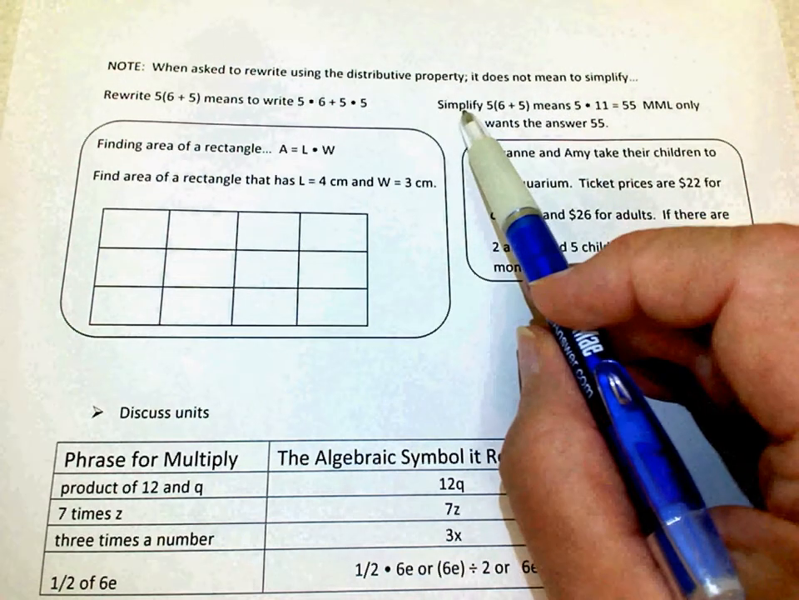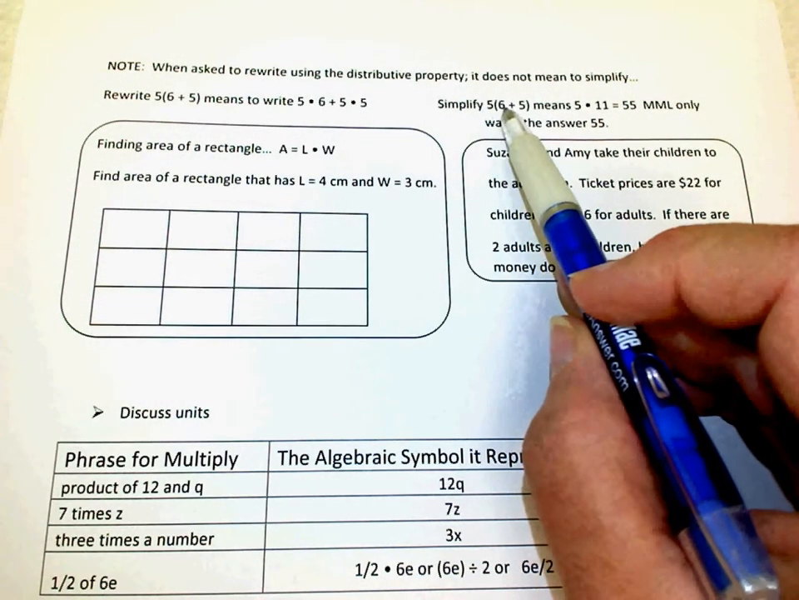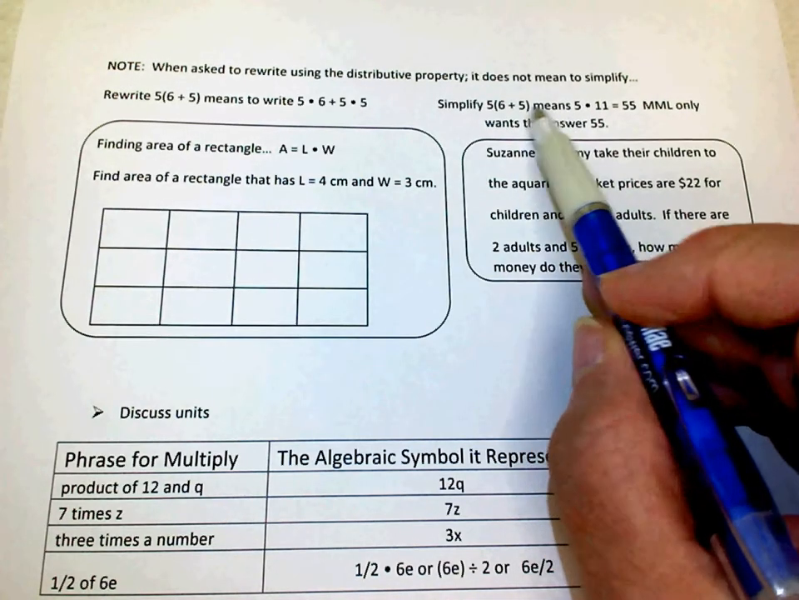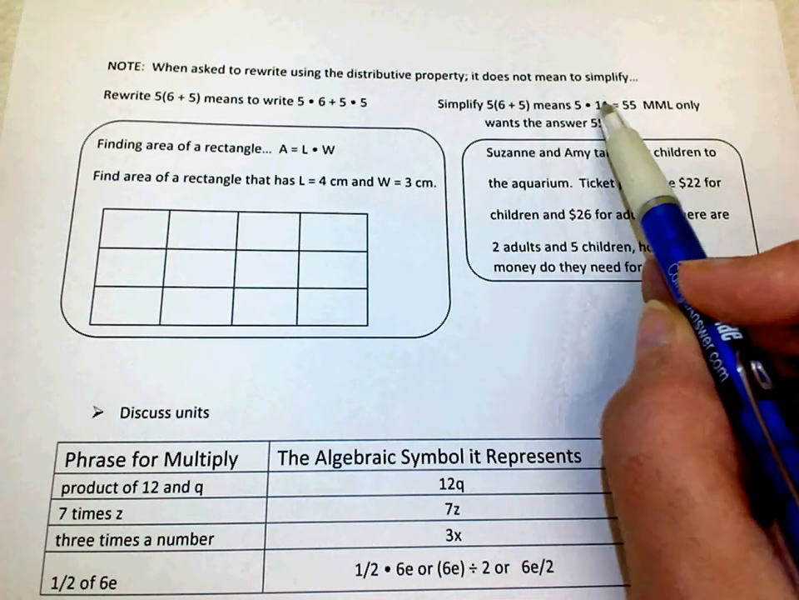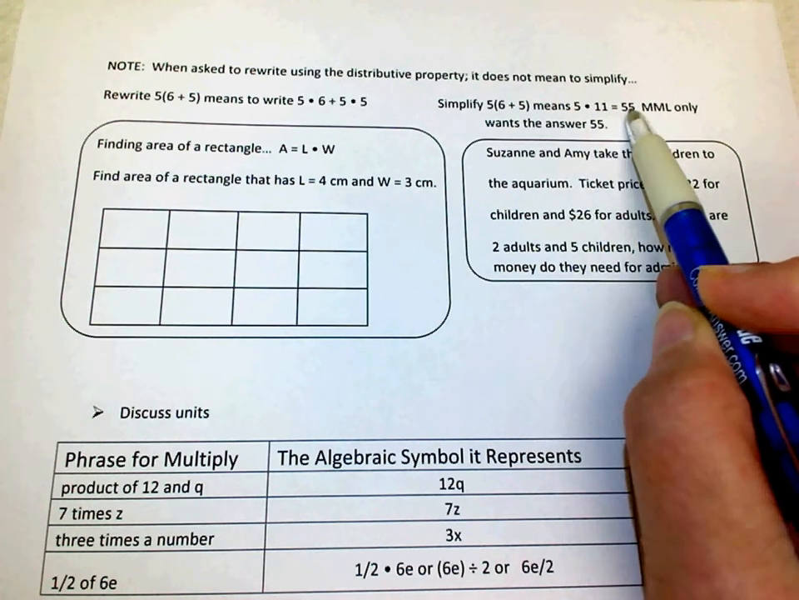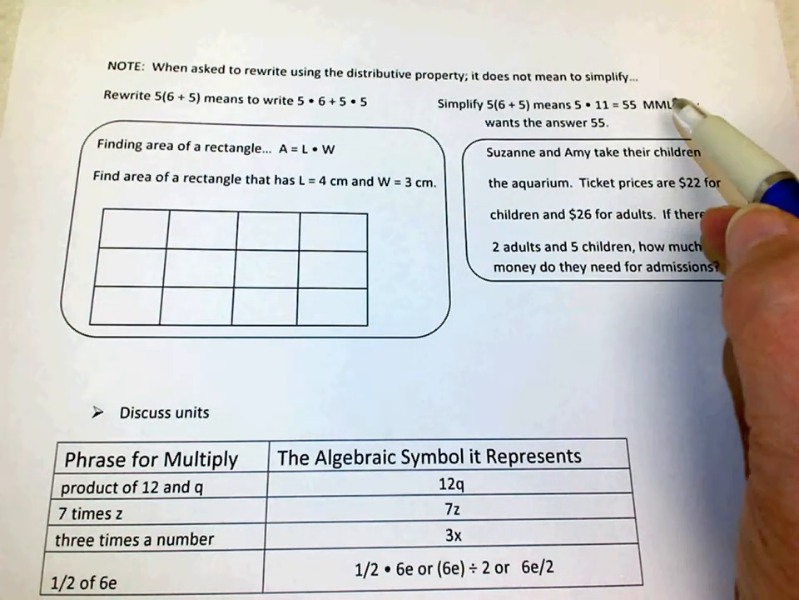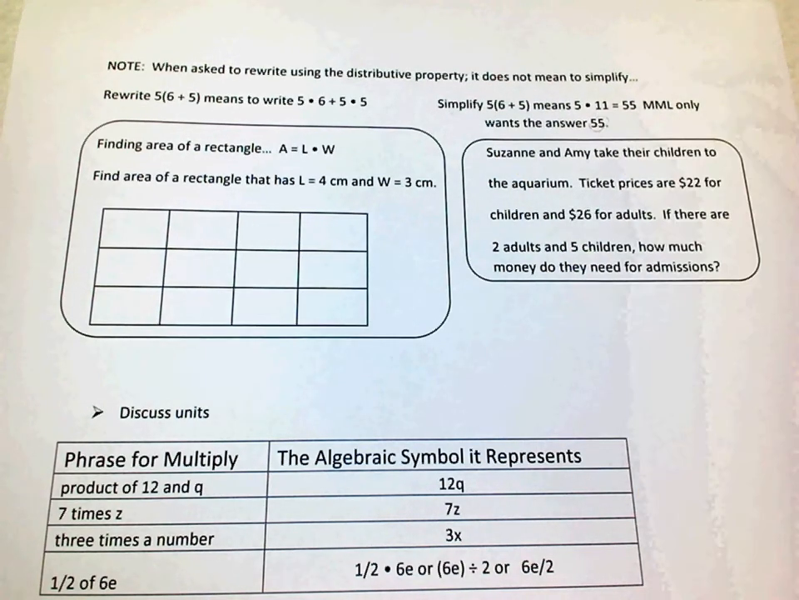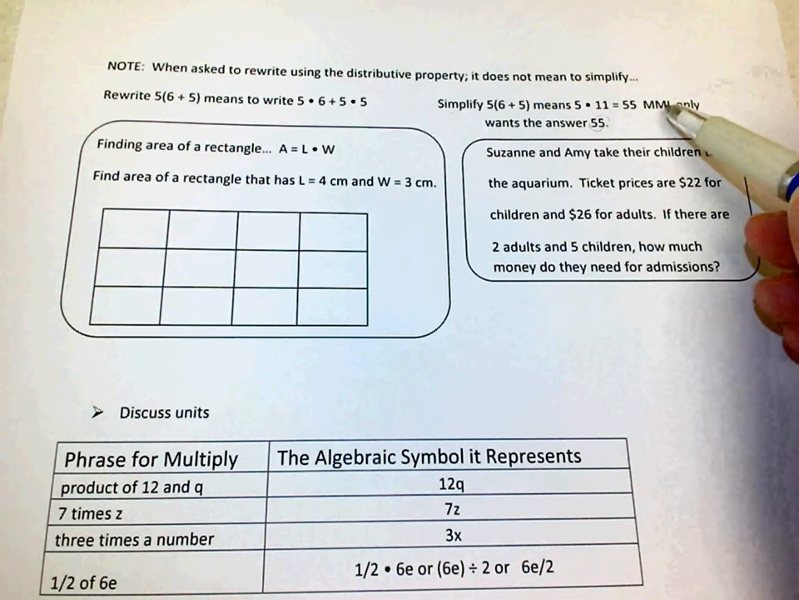When it says simplify 5 parenthesis 6 plus 5 close parenthesis, it means to take, well, 6 plus 5 is 11, and 5 times 11 is 55. So when it says simplify, it wants the answer as 55 in MyMathLab.